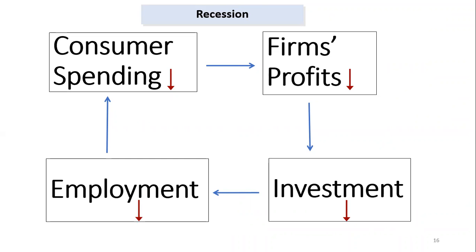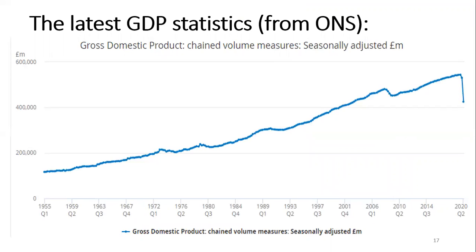When unemployment goes up, people spend less, firms' profits go down, they invest less, and as they invest less, unemployment goes up again. So there's less employment, less spending, less profits, less investment, less employment, and we're in a recession or a bust. We can look then at the latest UK.